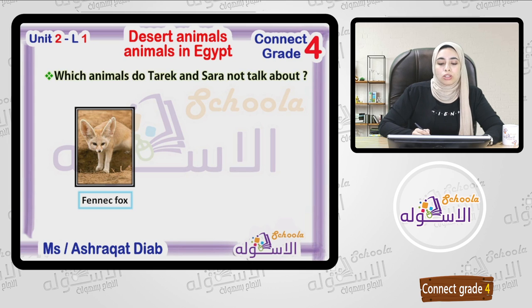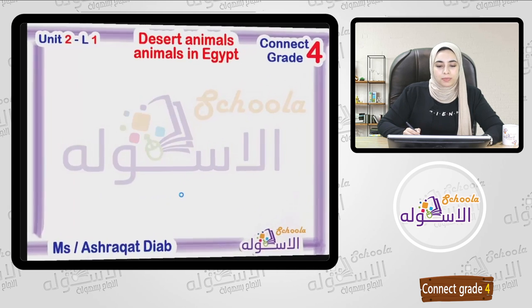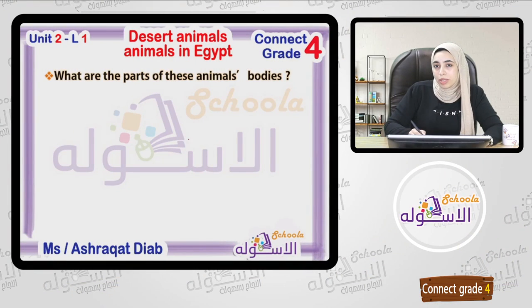Sarah and Tariq don't talk about the fennec fox. It lives in the desert. What else? Yes, this is camel. Great, we know it. This is the camel. Sarah and Tariq don't talk about the camel. So these are the animals that Sarah and Tariq don't talk about. What else? What are the parts of these animals' bodies? I'm gonna show you some pictures.